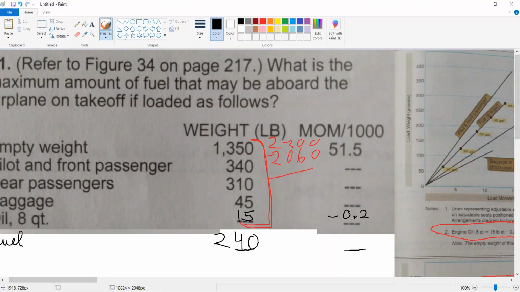Now, the next thing is, let's continue reading. Thus, 240 pounds of weight is available for you. Since each gallon of fuel weighs 6 pounds, the airplane can carry 40 gallons of fuel. That is correct. But it is not asking for that. Yes, that is correct.